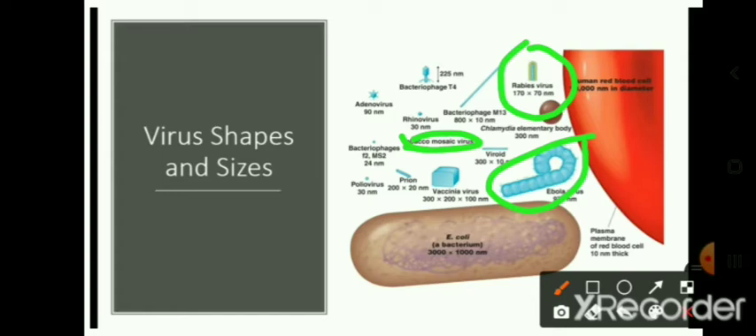And next is size of viruses. We know that viruses are smaller than bacteria. They are filterable, and size of viruses is measured by using ultrafiltration, ultracentrifugation, and electron microscopy. The size of viruses ranges from 20 nanometers to 300 nanometers. Parvovirus is 20 nanometers and is the smallest virus. And the size of pox virus is 300 nanometers, and it is the largest virus.